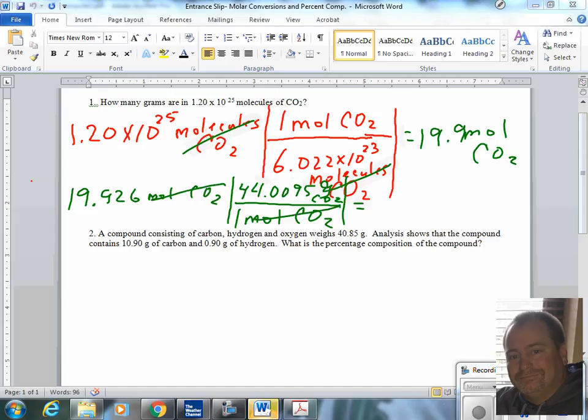So my final answer is in grams CO2, and I need 3 significant figures. So I'm going to go back to that 19.9269 number, and I'm going to multiply that by 44.0095, ending with 1, 2, 3, 6 figs. I'm going to get 877 grams of carbon dioxide.